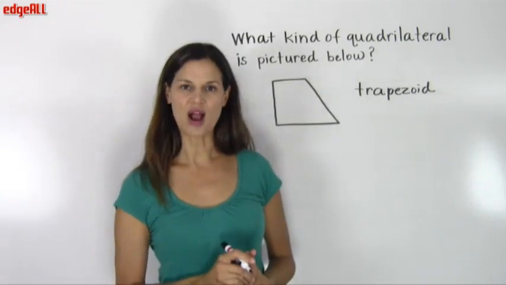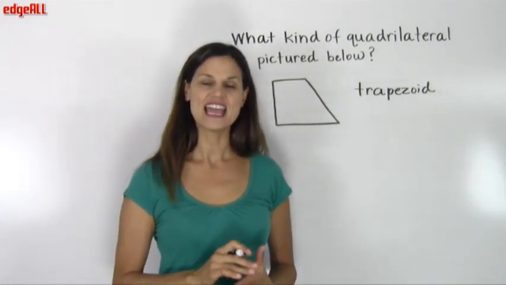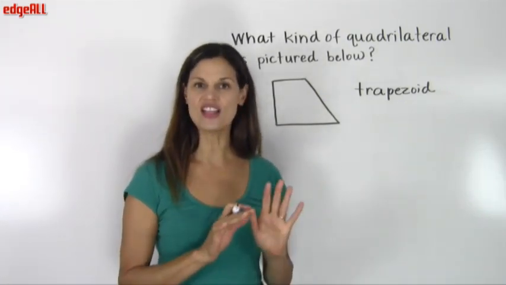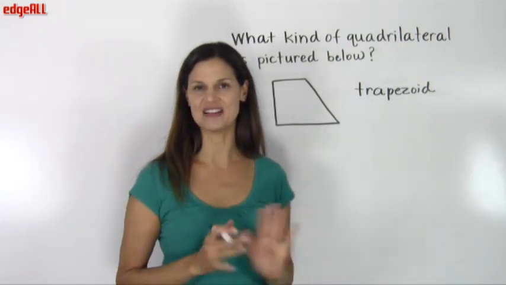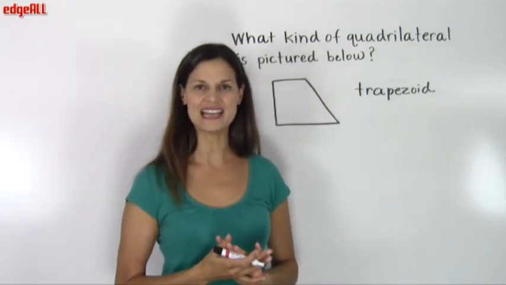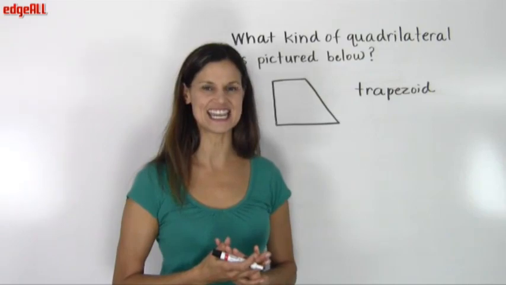One important property of quadrilaterals is that the sum of all of the angles inside of a quadrilateral always add up to 360 degrees.